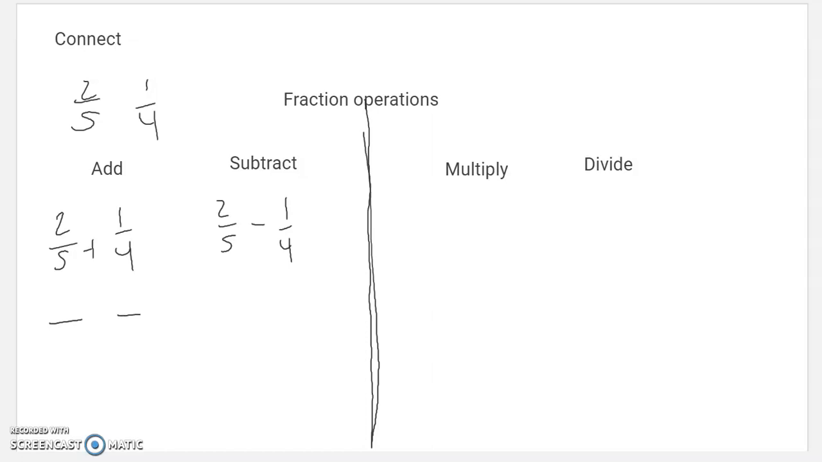I have to figure out a denominator they can both be changed to an equivalent fraction for. In this case, I think it's 20. 5 times 4 is 20, so 2 times 4 is 8. 2/5 and 8/20 are equivalent fractions. 4 times 5 is 20, so 1 times 5 is 5. 5/20 and 1/4 are equivalent fractions. Now I can add those and get 13/20. Subtracting, same deal. I would change them to 8/20 minus 5/20 and subtract them to 3/20. So if you need to write that down, that's how you add and subtract fractions. Find a common denominator.